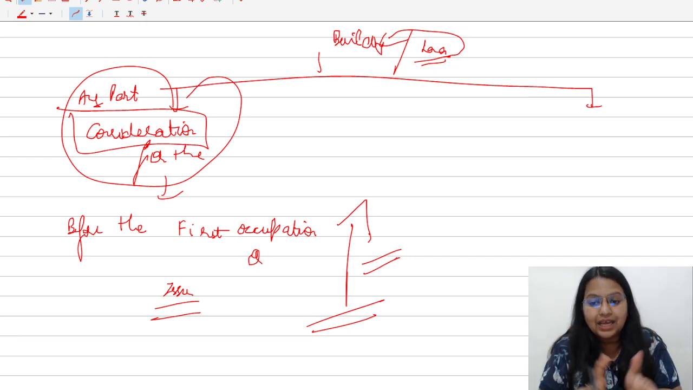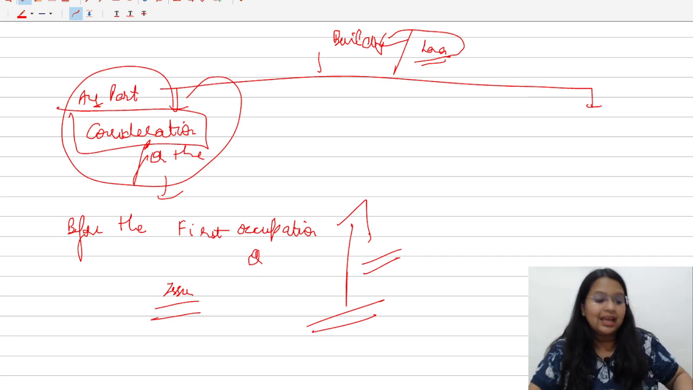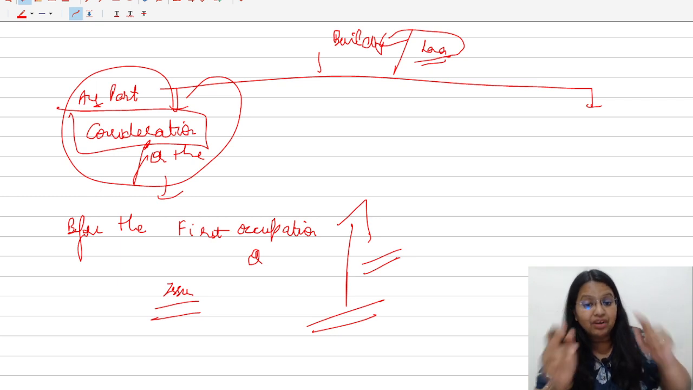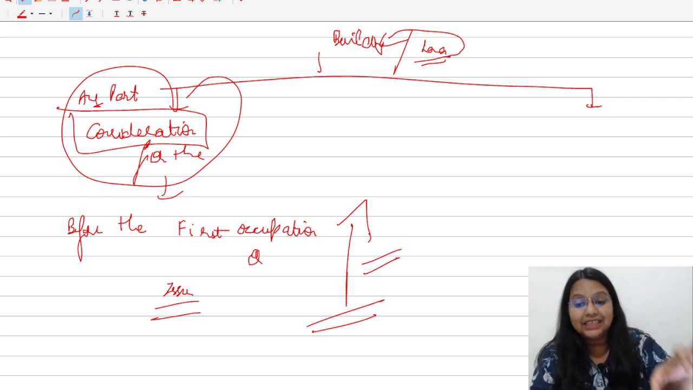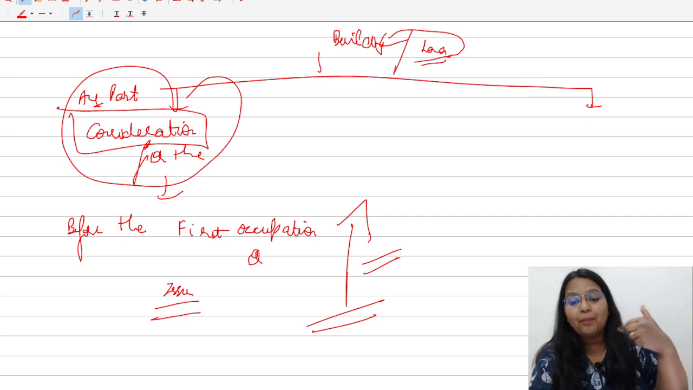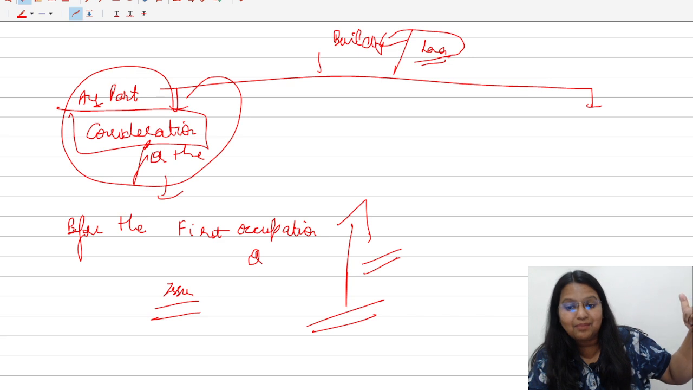Why, ma'am? Because we are assuming here, it is a memory technique, that if the consideration has been given before this date, it means the buyer has said to the seller, just make the property according to me, because I have paid the consideration before the completion of construction.